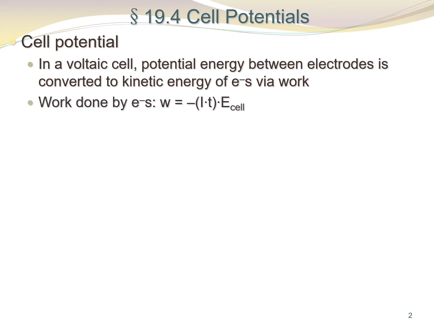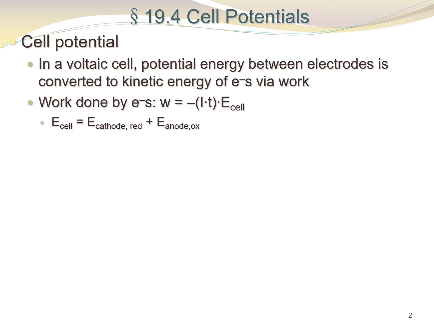Since the electron is doing work by moving around, and according to physics, the work done by electrons is equal to negative I times T times the potential of the cell. And potential of cell is equal to E, the potential of a cathode that undergoes reduction reaction, plus the potential of anode that undergoes oxidation reaction.